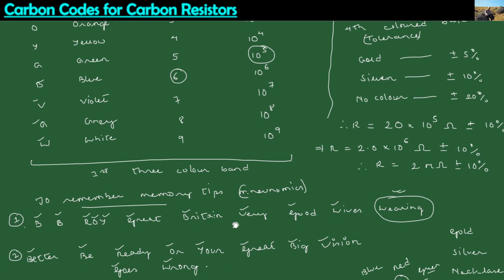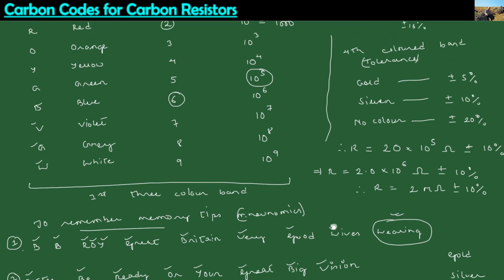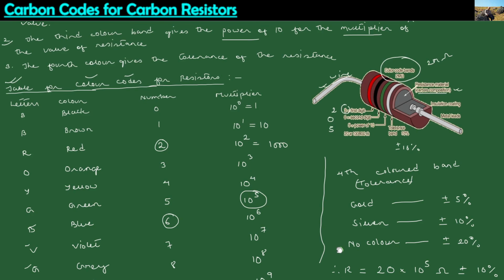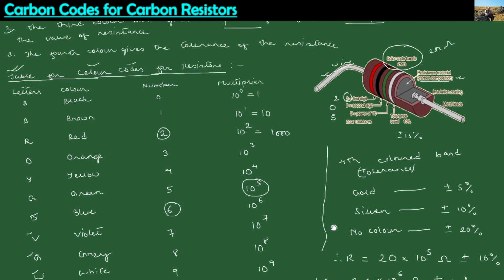And remember these mnemonics: BB Roy, Great Britain, very good vibes, wearing gold silver necklace. Or you can use the second mnemonic: better be ready, or your great big vision goes wrong. Remember that the mnemonic is very important. It is very imperative and significant for students' life.